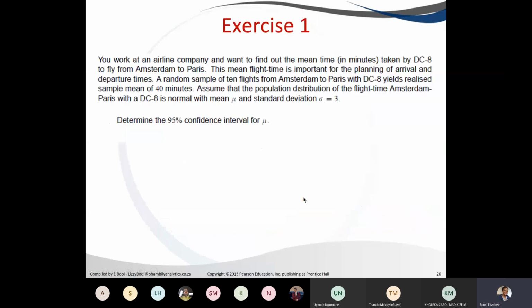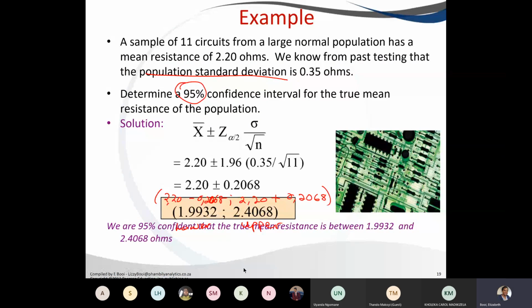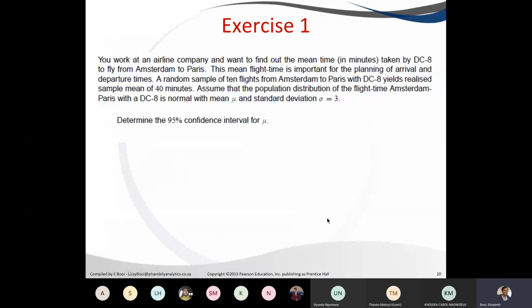And to interpret, you can say, we are 95% confident that the true mean resistance is between 1.9932 and 2.4068. And that, you have an exercise to do.